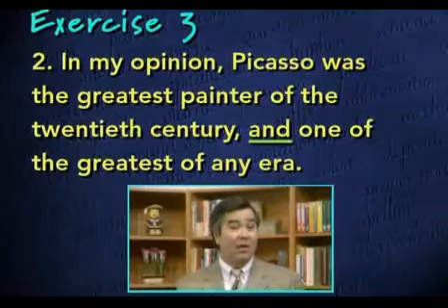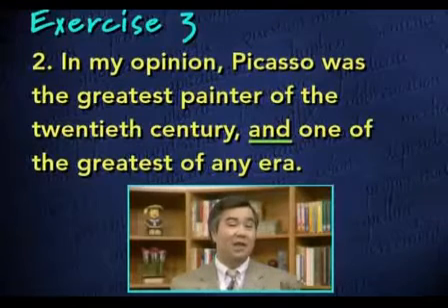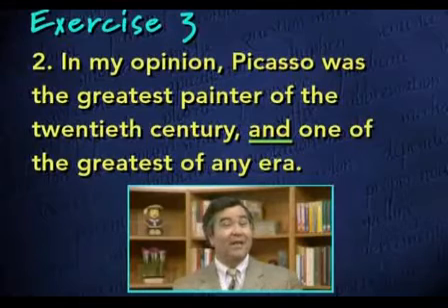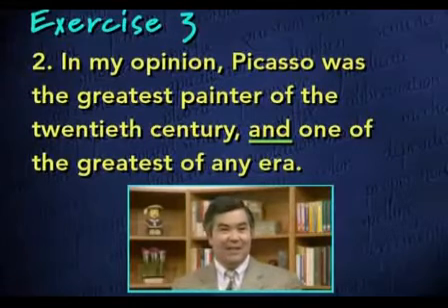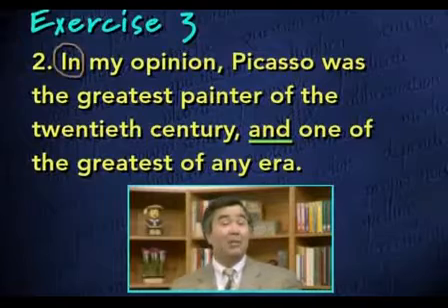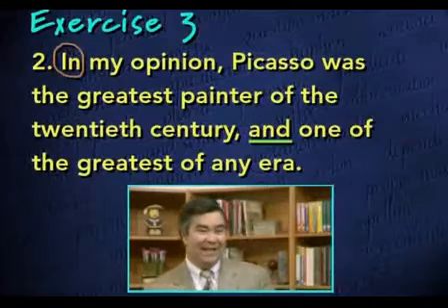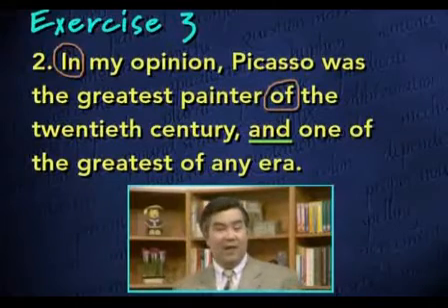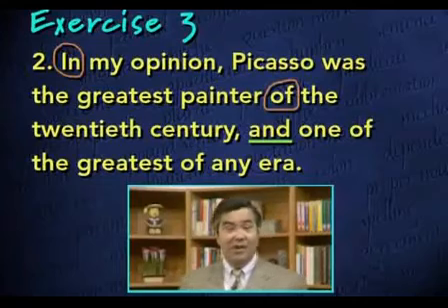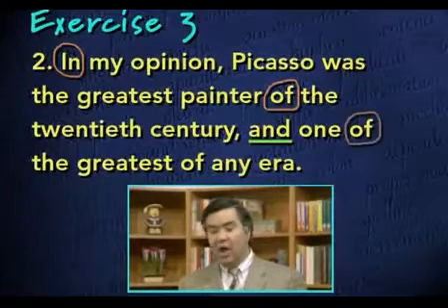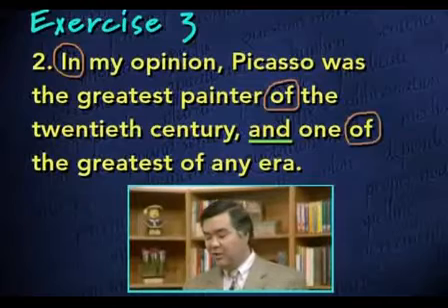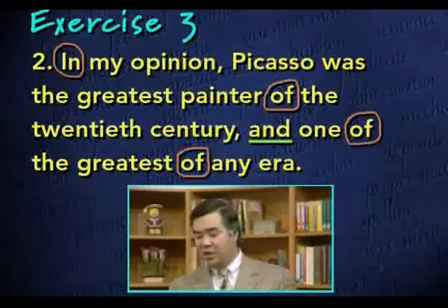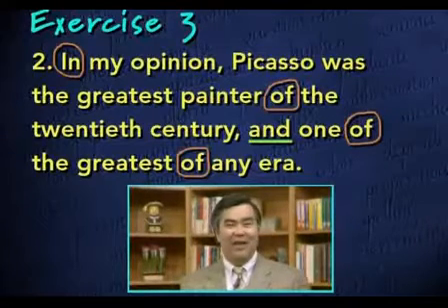However, there are 4 prepositions, and in fact, prepositions often appear in large numbers in sentences. Many sentences have several prepositional phrases, and this sentence illustrates that. In my opinion is the first prepositional phrase. In is the preposition. Of the 20th century is a prepositional phrase, beginning with the preposition of and ending with the noun century. Of the greatest is another prepositional phrase, and of any era is a prepositional phrase. So the 4 prepositions here are in, of, and of.